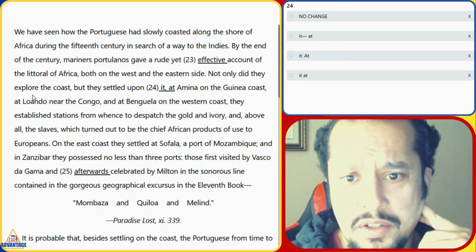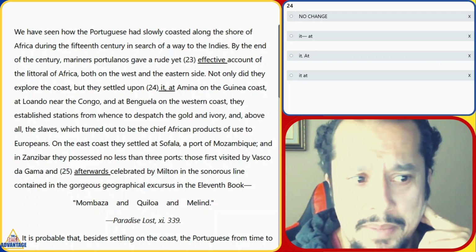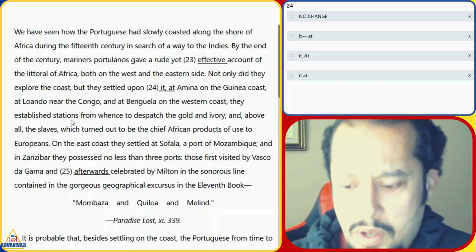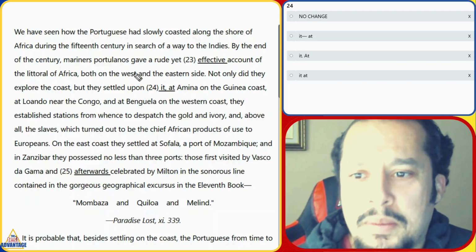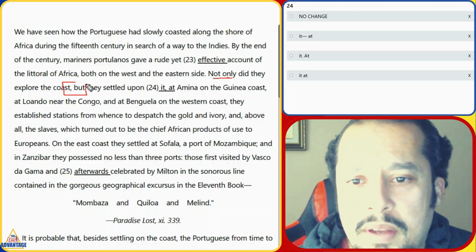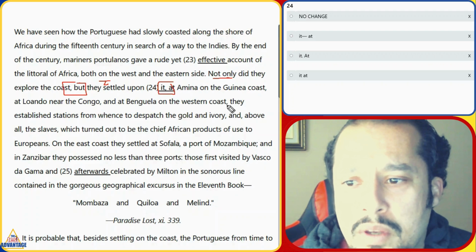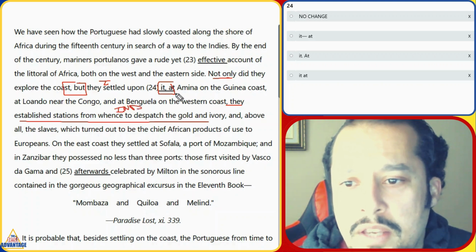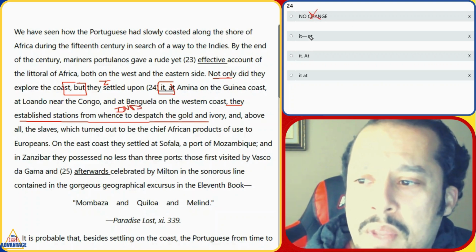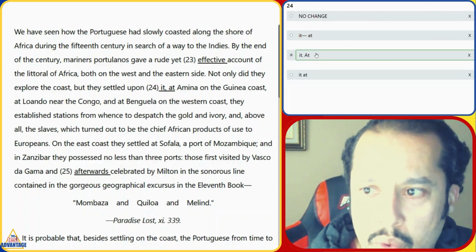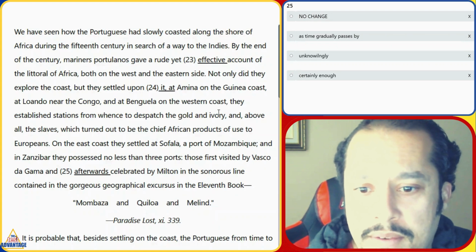Number 24. "Not only did they explore the coast, but they settled upon it at Amina." Okay, so we have an independent idea, comma, fanboys, independent idea, and then here, look at this. But if you keep reading, there's another independent idea. So you can't use a comma, it'll be a comma splice. Right? Or a dash, it'll be a period because we're beginning a new idea. Number 25.